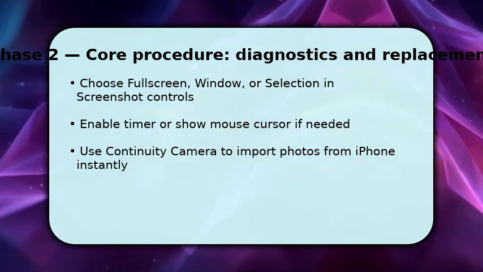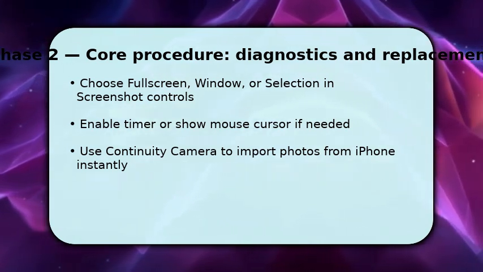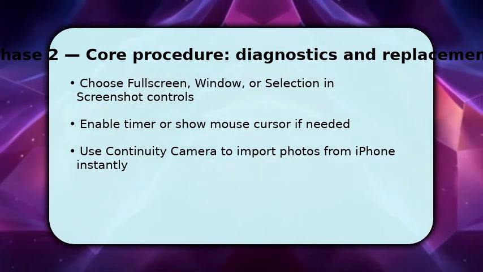If you need higher quality, use Continuity Camera. Take a photo with your iPhone and insert it directly into your Mac app. Make adjustments, then click Capture to create the image file.